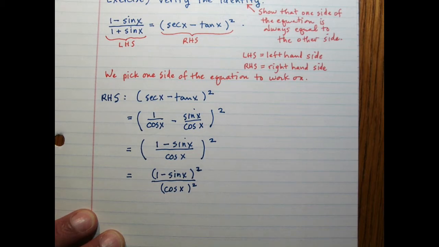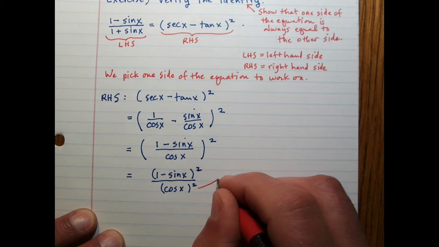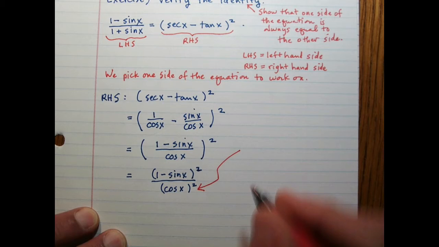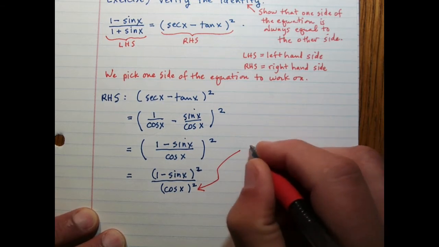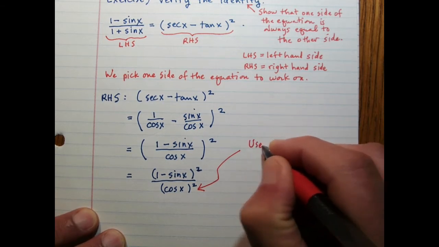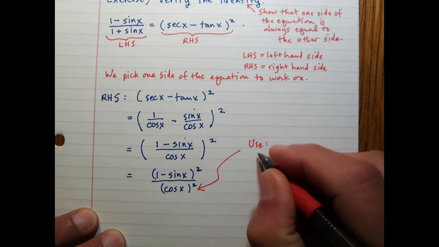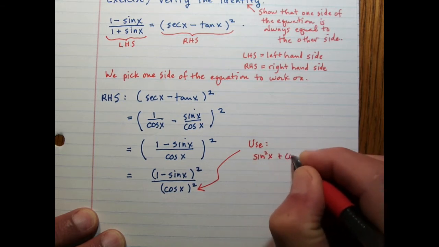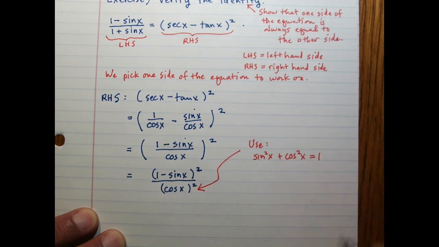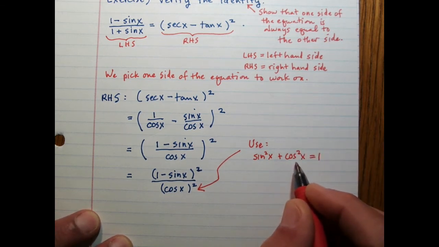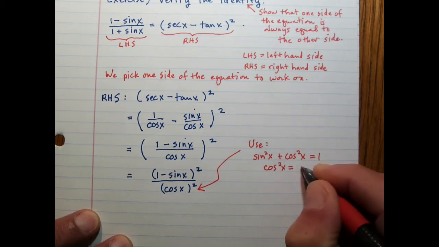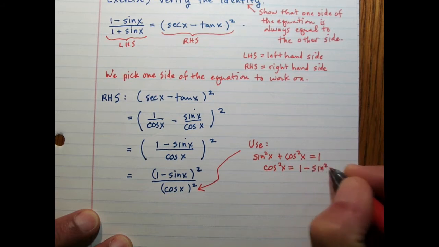What I'm going to do though is rewrite the denominator. And this is an important little trick to learn when you're working with identities. I'm actually going to use that most famous trig identity, the Pythagorean identity, sine squared x plus cosine squared x equals 1. And if I isolate cosine squared x in that equation, cosine squared x is equal to 1 minus sine squared x.